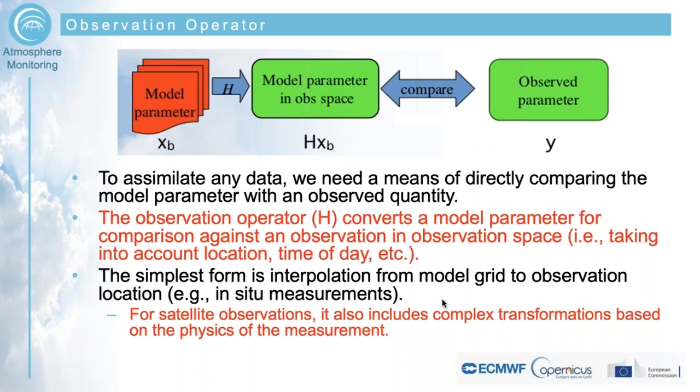In its simplest form, this would just be a means of interpolating from the model grid to the observation location, for example, if we were using just in-situ observations. But for satellite observations, as I say, we also need to take into account some of the physics of the measurement so that we're comparing two parameters which are in the same space. So we're comparing like with like rather than slightly different parameters.